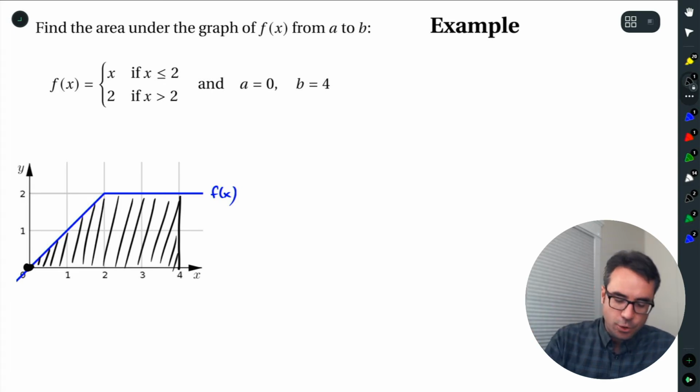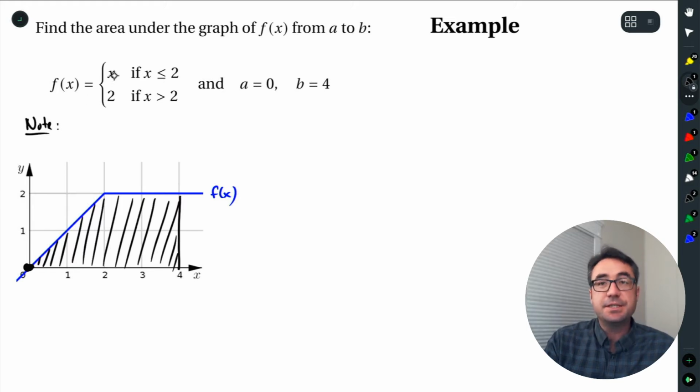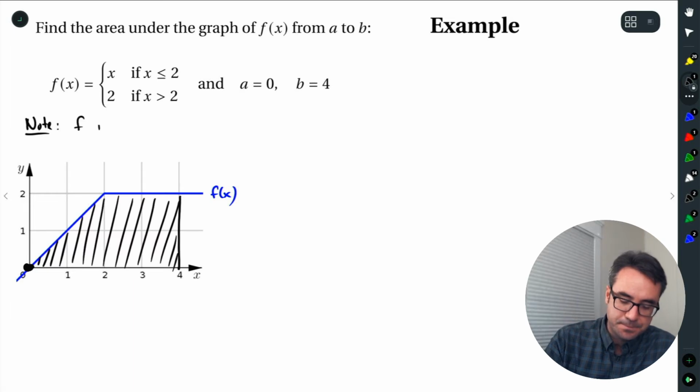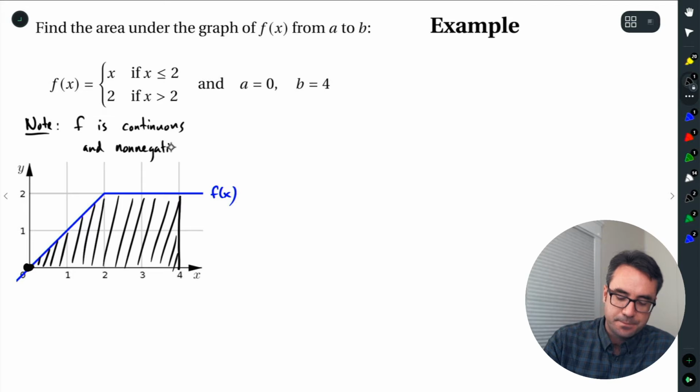And just a quick note, when we look at this, this function is continuous. We can tell that from the graph because these two different pieces meet up at x equals 2. So you could use limits to show that it's continuous. And we see that it's non-negative on that interval from 0 to 4.